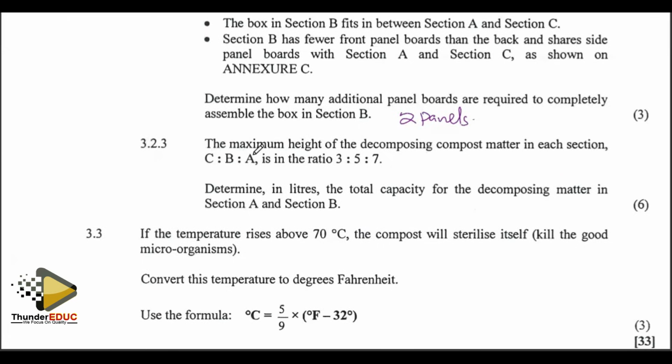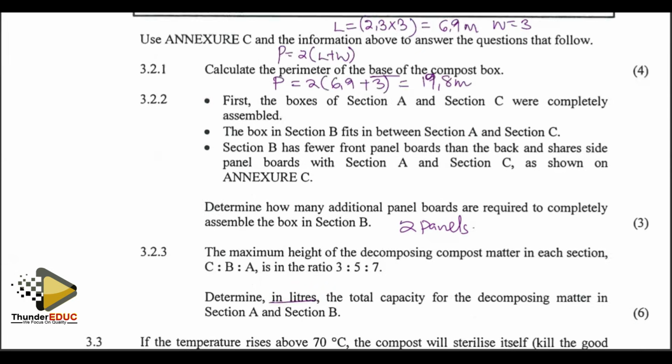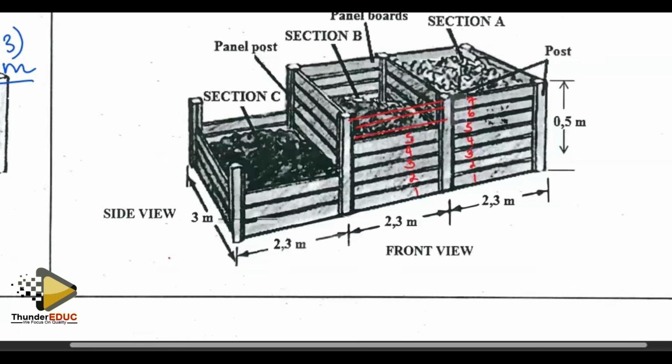Okay, we come to this. The maximum height of the decomposing matter in each section, C to B to A, is 3:5:7. Determine in liters the total capacity for decomposing matter in section A and B. Now, what we're going to do, it's measured in volume, and they're saying in liters. The measurements you have there are in meters, all right? So we shall come back and we see.